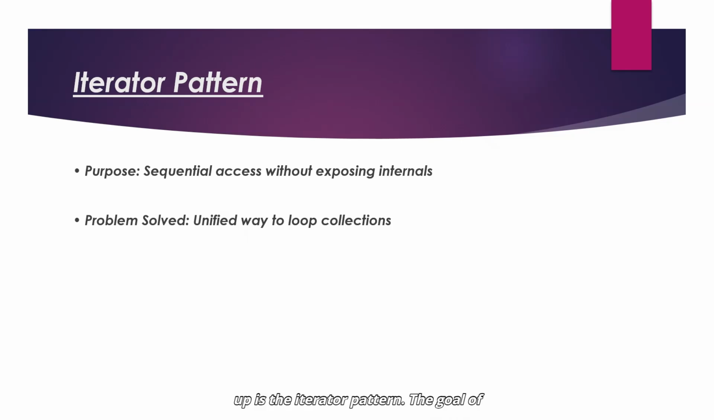Next up is the iterator pattern. The goal of this pattern is simple but powerful. It allows you to access elements of a collection one by one without knowing how that collection is implemented internally. You can think of it like providing a common remote control to navigate through different collections, whether it's an array, a linked list, or even a tree structure.